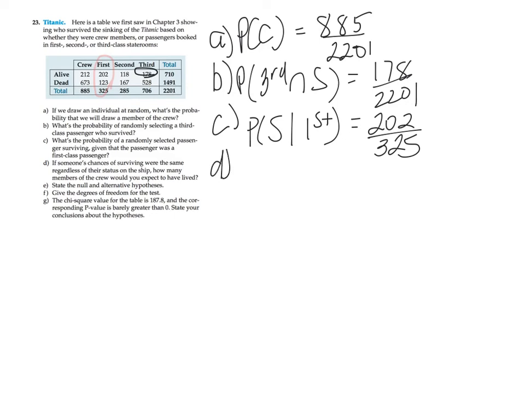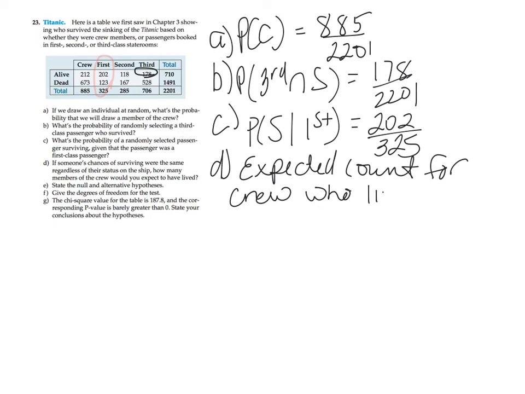D, if someone's chances of surviving were the same regardless of their status on the ship, how many members of the crew would you expect to have lived? That's asking for the expected count for the crew who lived. If they were independent, you would expect the percentage of those who lived to be the same amongst all groups. So we want to know what is the expected count for the crew who lived.